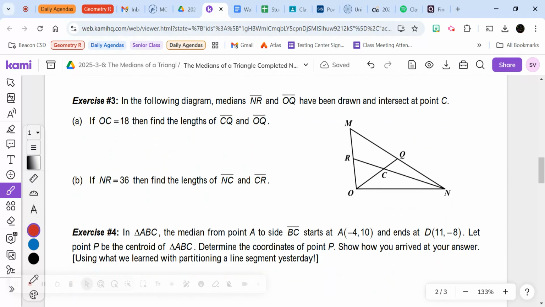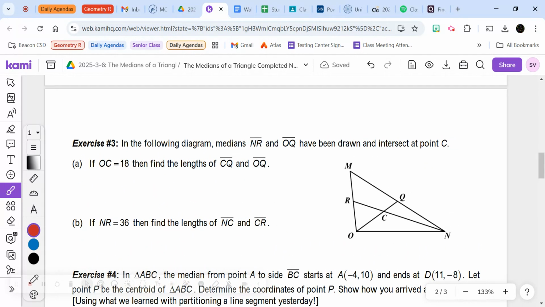What I like to do is re-sketch the median that I'm focusing on off to the side so that I'm not looking at a million things in the picture, especially if you're going to be marking up measurements. These two questions work off of the same picture, so it'll be a lot. If you want to draw it off to the side, I'm going to do that right now. So we're focusing on OCQ right now. And it looks like C is a little closer to Q.